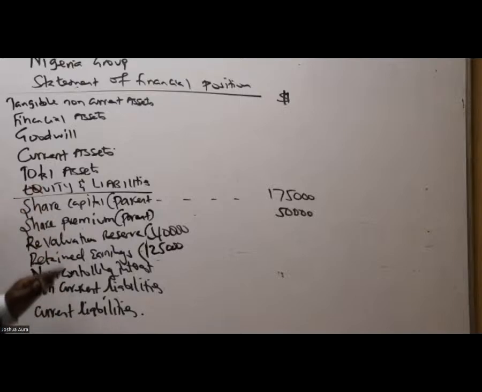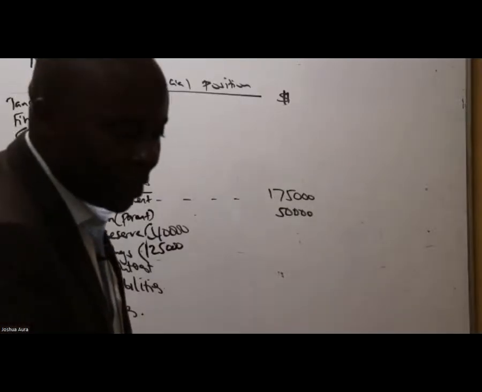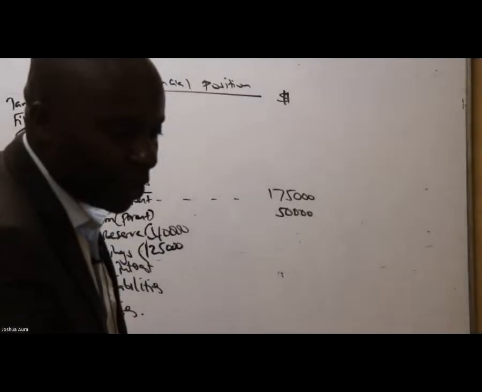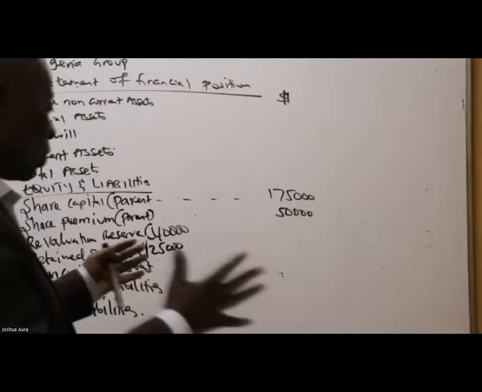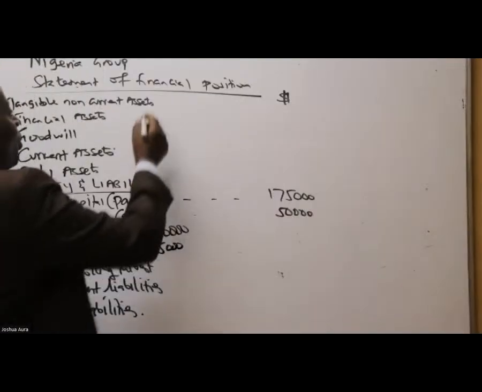That is very good. The moment you write like this, you'll end up getting so many marks without even knowing what you are doing. So we start with the first thing here, which is the tangible non-current assets. Ladies and gentlemen, I can see Nigeria as 218,000 and Lagos as 100,000. So please combine the two, 218,000 plus 100,000, because consolidation is all about adding.